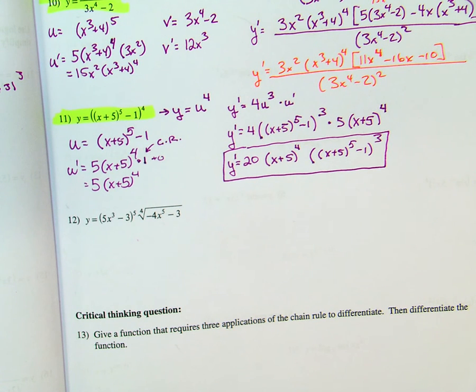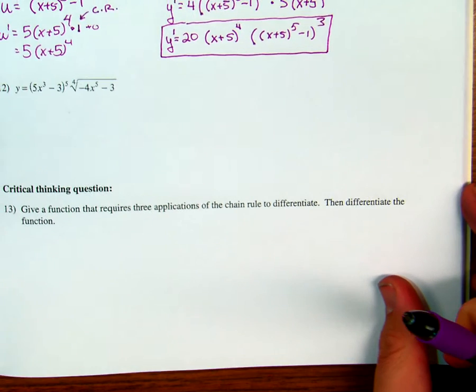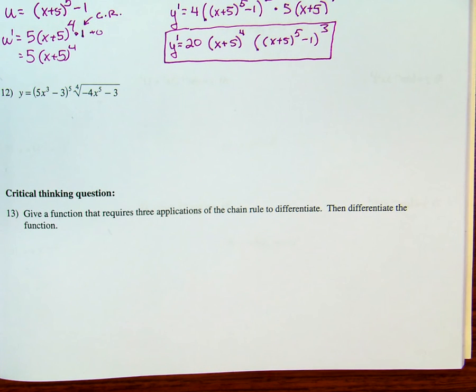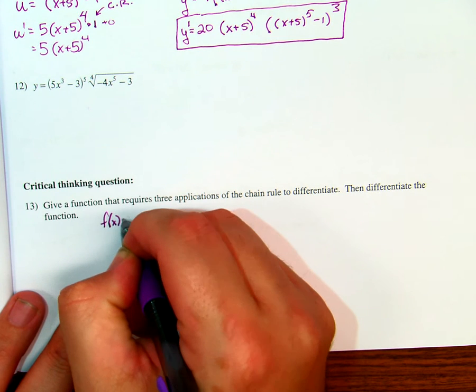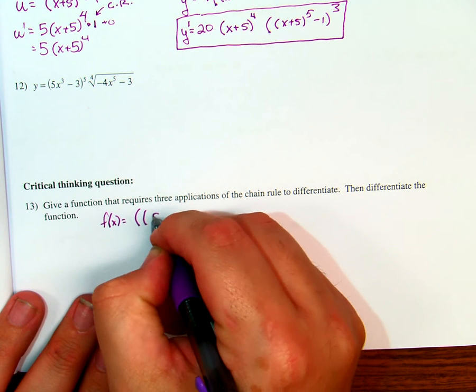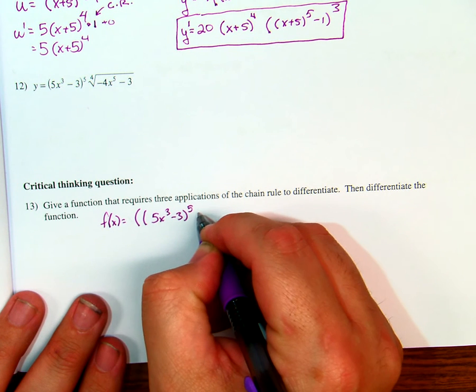Now, really quick, give a function that requires 3 different applications of the chain rule. I showed you one that had like 7 different applications of the chain rule. So, anybody come up with something fun? Yep. Parentheses, 5x minus 3, parentheses, to the 5th power, times the cube root of negative 3 to the 4th power, minus 2, whole thing in parentheses.